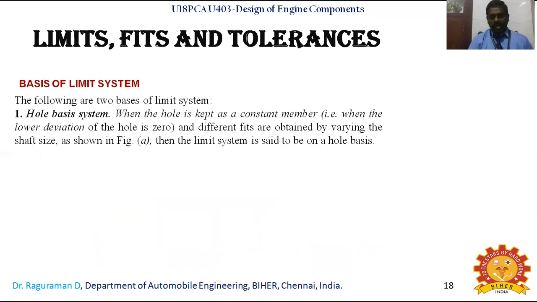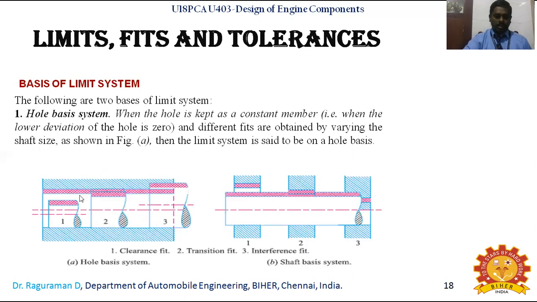So now coming to the basis of a limit system: a hole basis system and a shaft basis system. About a hole basis system, the name itself implies you are giving importance to the hole. So you are not going to make any variations to the hole. The hole you are going to keep as a constant member. The only thing you are going to vary is the shaft. So that type of limit system is what you call a hole basis system.